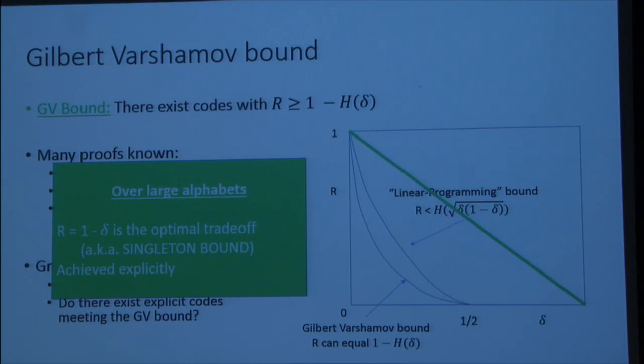All your codes are linear, probably, right? Yes. All your codes are linear or not? No, so far nothing needed to be linear. The bounds are also for arbitrary codes? Arbitrary codes, yes.